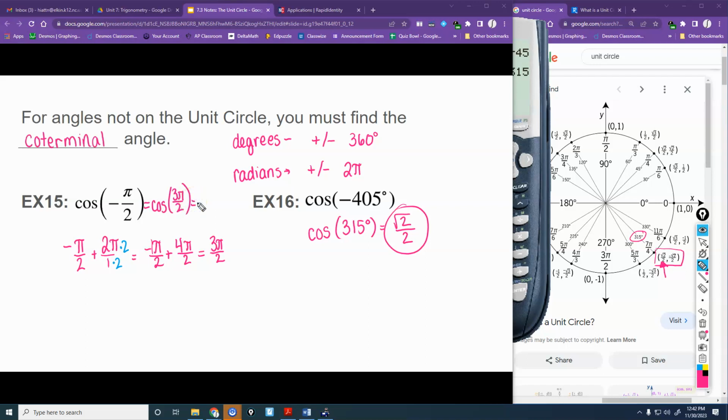And cosine of 3 pi over 2, I can go over here on my unit circle, and 3 pi over 2 is right here. We're doing cosine, so we've got to look at that x coordinate. It is 0. Perfect.